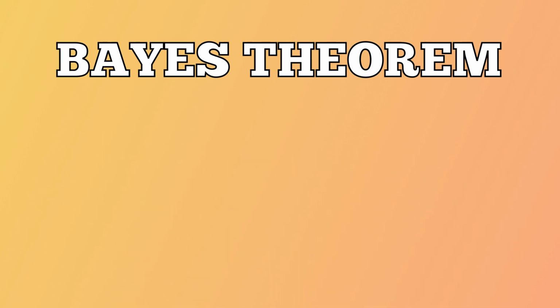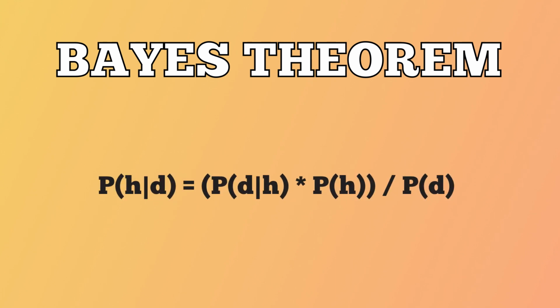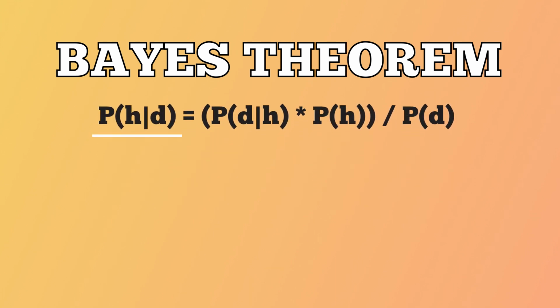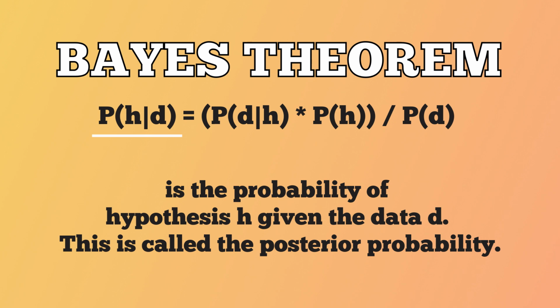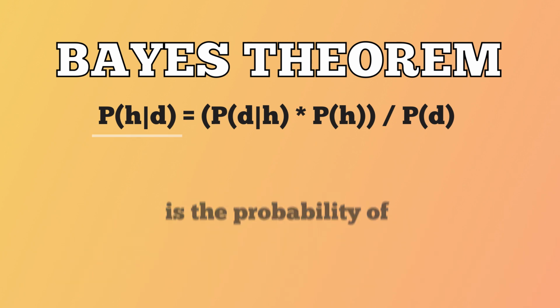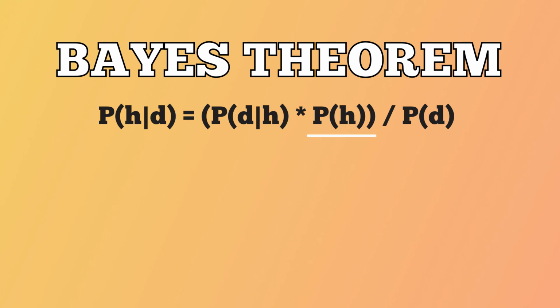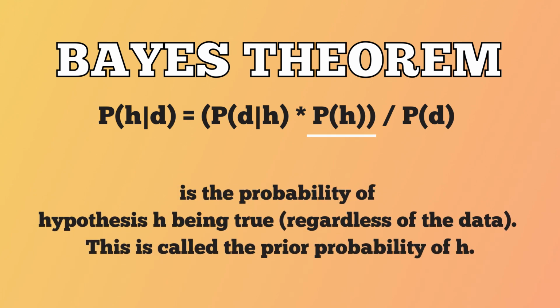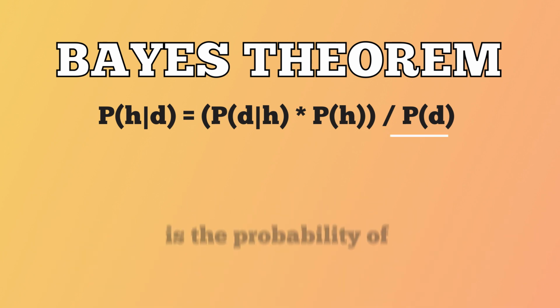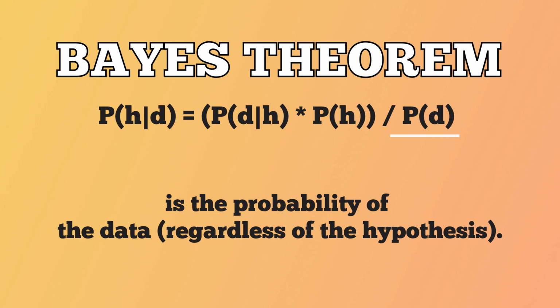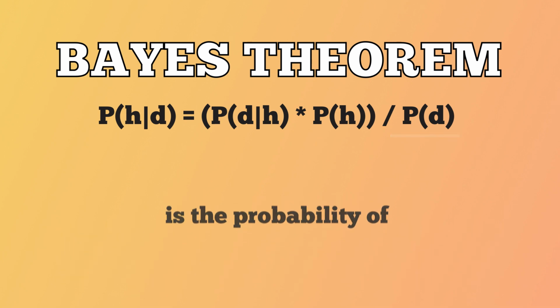Bayes' theorem is stated as follows, where the term underlined above is the probability of hypothesis H given the data D. This is called the posterior probability. Another is the probability of data D given that the hypothesis H was true. The other one is the probability of hypothesis H being true regardless of the data. This is called the prior probability of H. And lastly is the probability of the data regardless of the hypothesis.